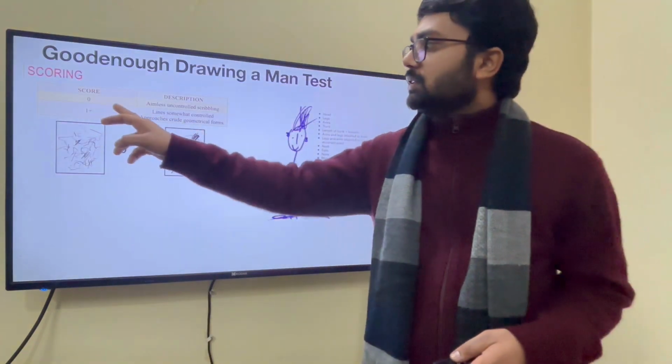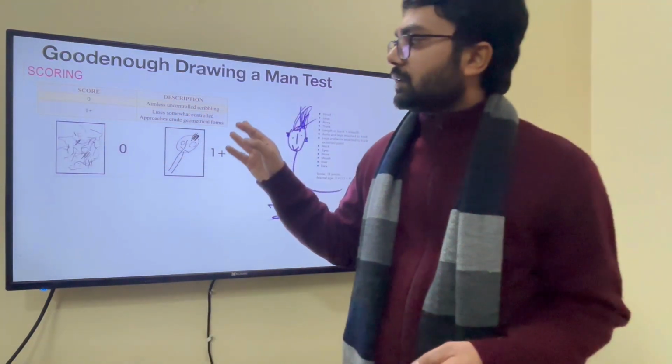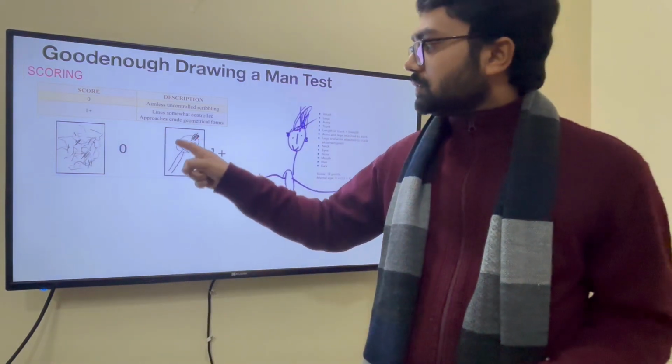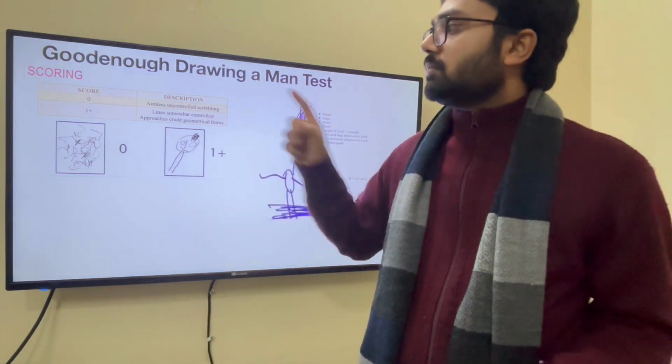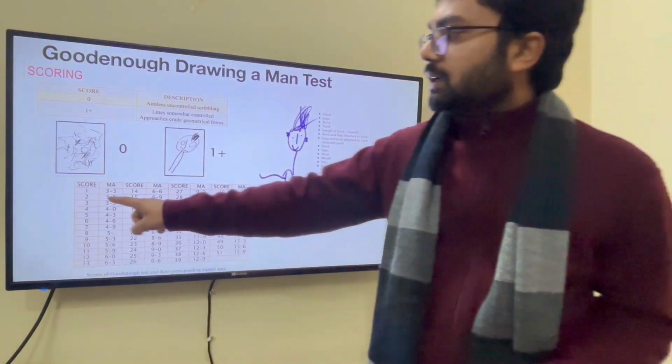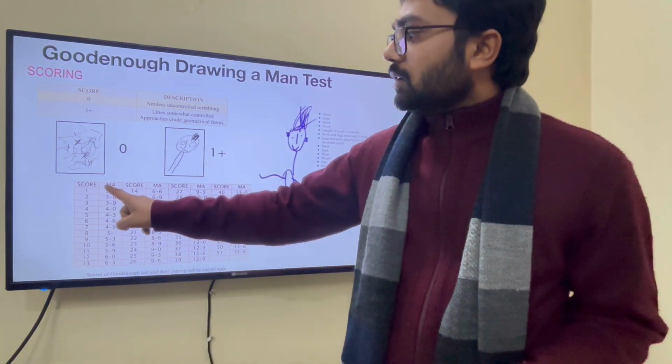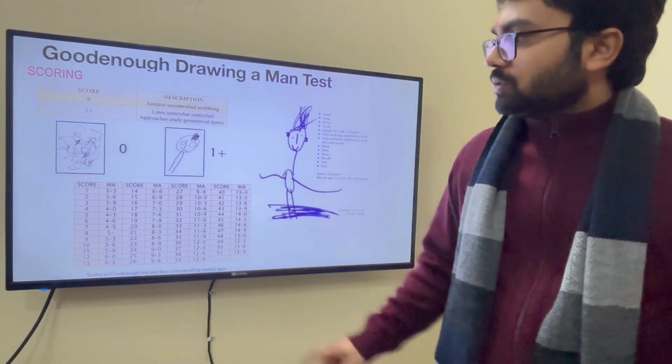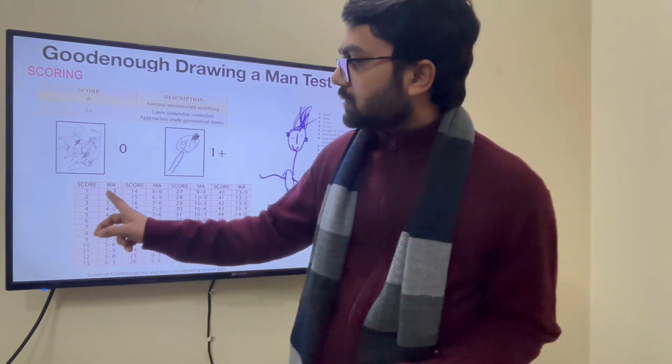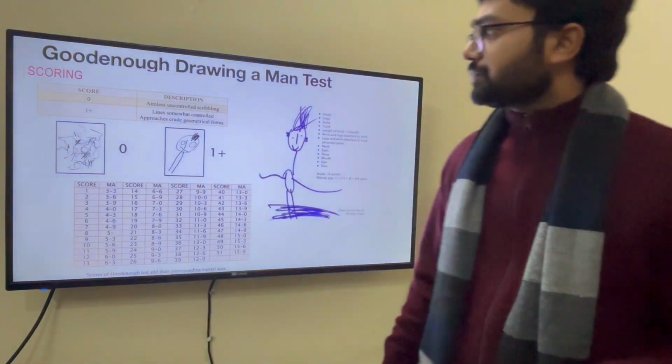For aimless uncontrolled scribbling like this, 0 is given, and where some structure is drawn, 1 is given. So marks are calculated, and according to that the mental age is calculated. So if the score is 14, the mental age is 3 years.